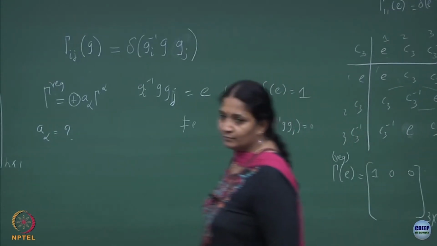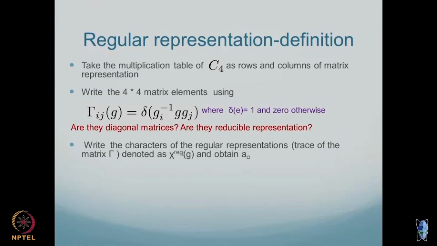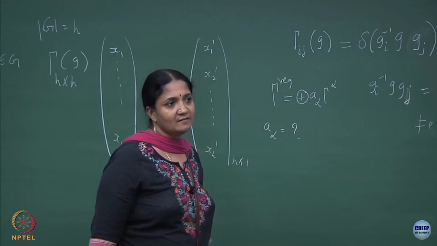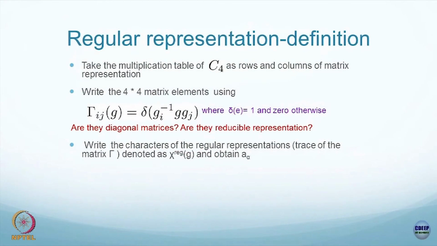So, this tells you that you can write the characters. I have not written the characters, I just wrote the matrix representation. You have to take the trace of it, because you can determine what is A alpha from the characters, and obtain A alpha.